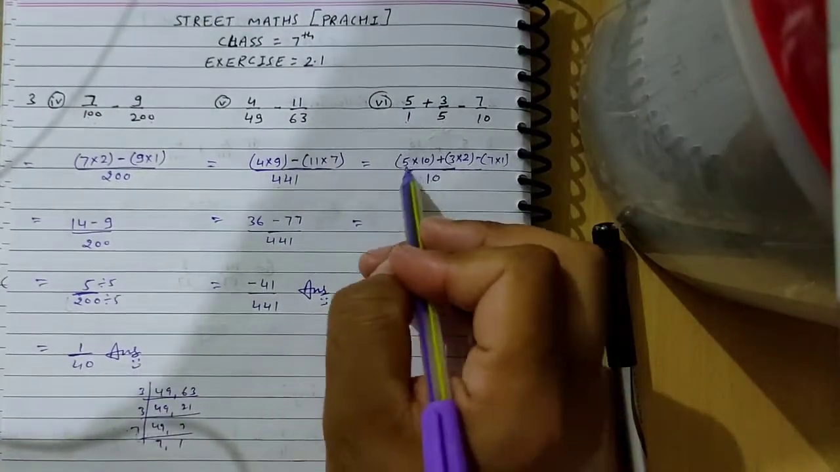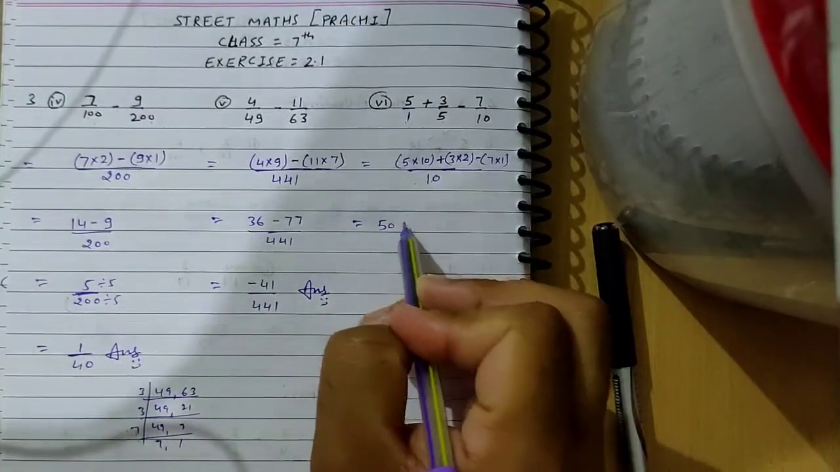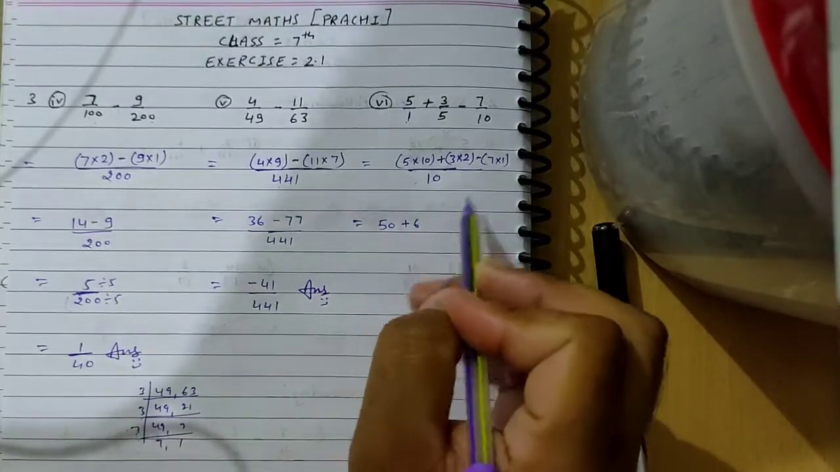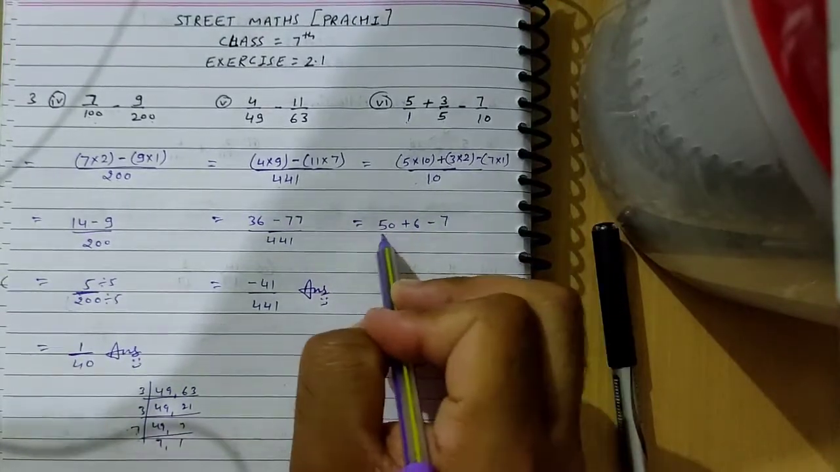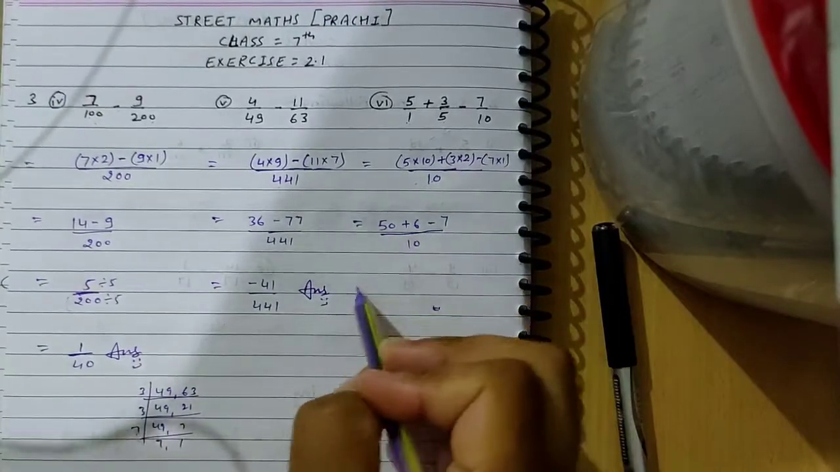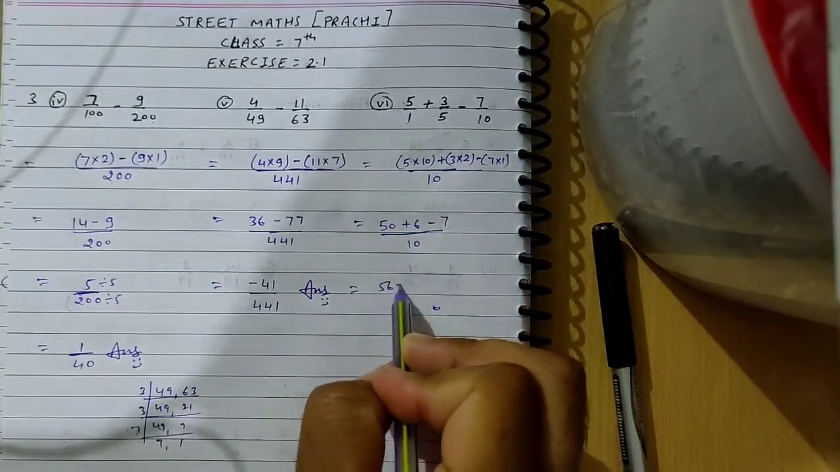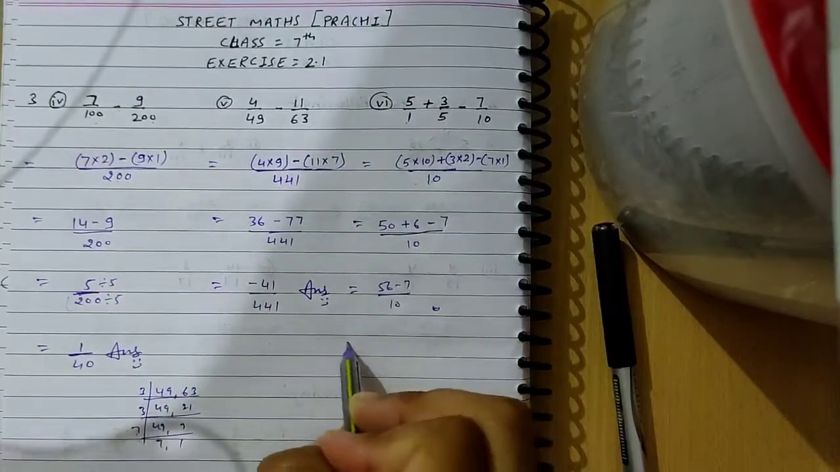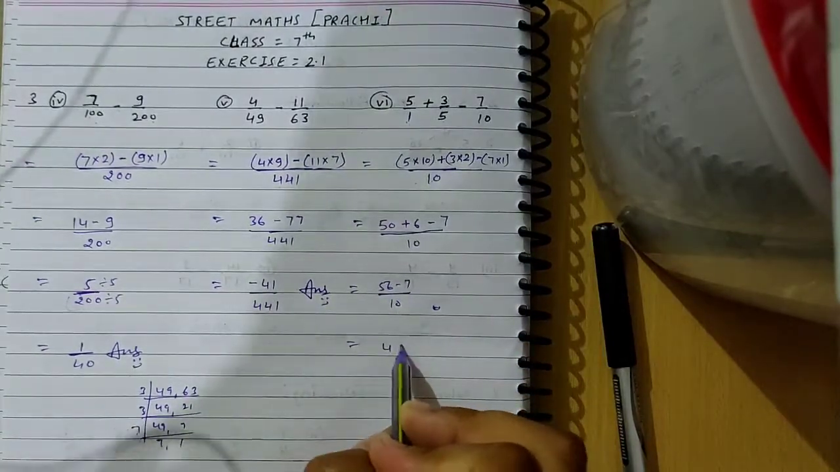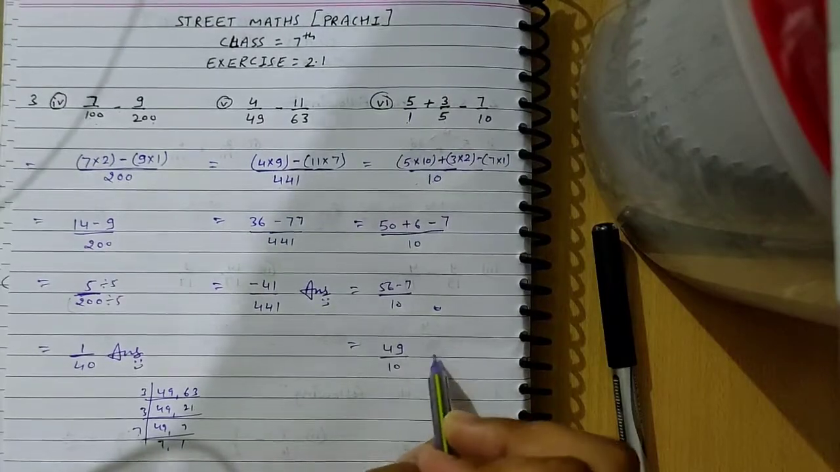Now multiply all of them. 10 times 5 is 50 plus 3 times 2 is 6 minus 7 times 1 is 7 upon 10. 50 and 6, 56 minus 7 upon 10. 56 minus 7, 49 upon 10. Answer.